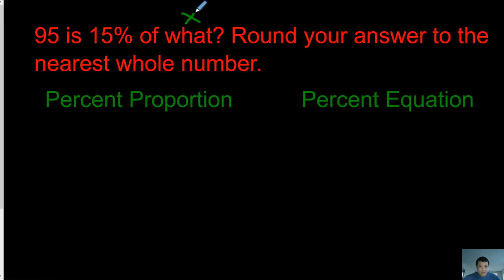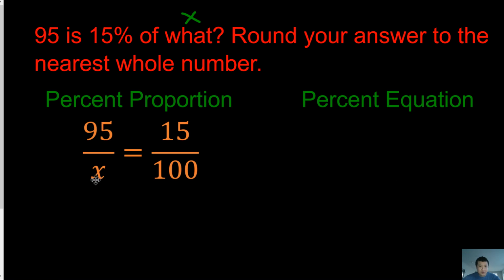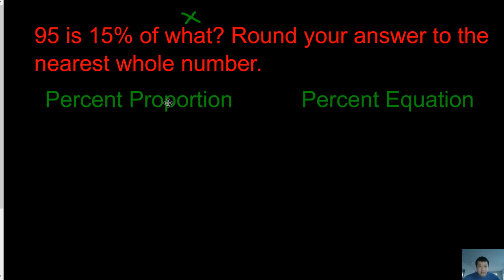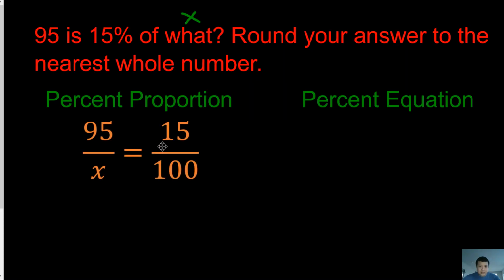So using percent proportion, again, we did part over whole. We don't know what the whole is because it says of what. And as we know, the word of indicates the whole part of it. So what's next right here? And 15%. So 15% is the same thing as 15%. And again, we will do cross multiplication.